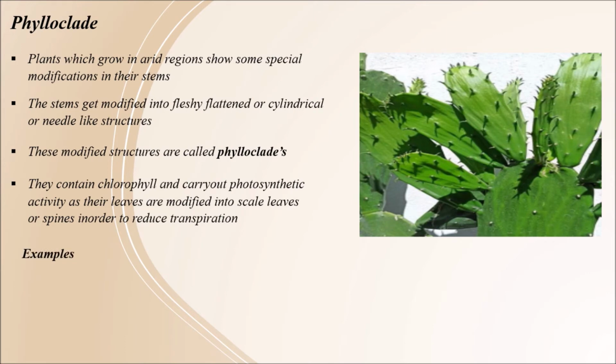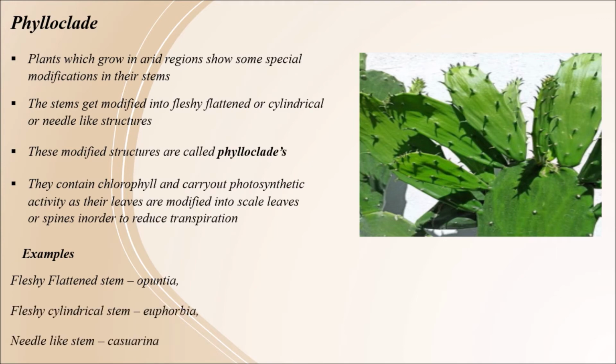Coming to the examples of Phylloclade, in fleshy flattened stem we have the example Opuntia, in fleshy cylindrical stem we have Euphorbia, and in needle-like structures we have Casuarina. Phylloclades we have three types: fleshy flattened, fleshy cylindrical, and needle-like. Flattened one Opuntia, cylindrical Euphorbia, needle-like Casuarina.